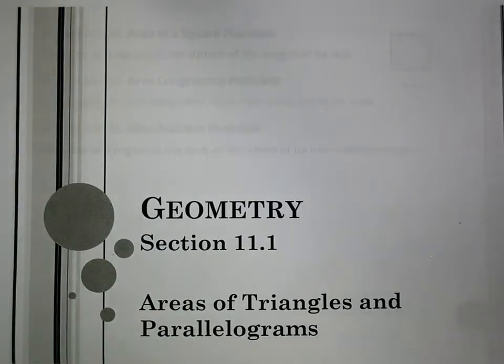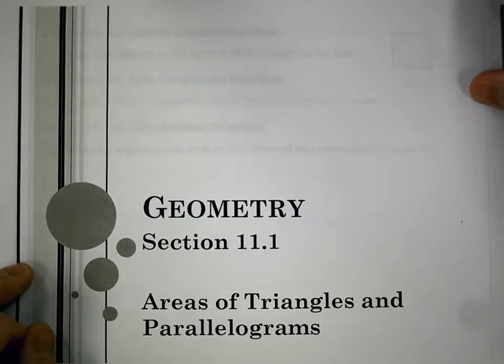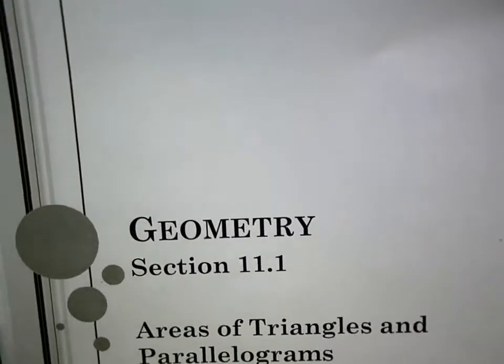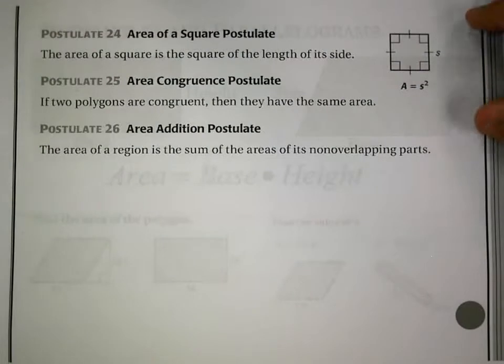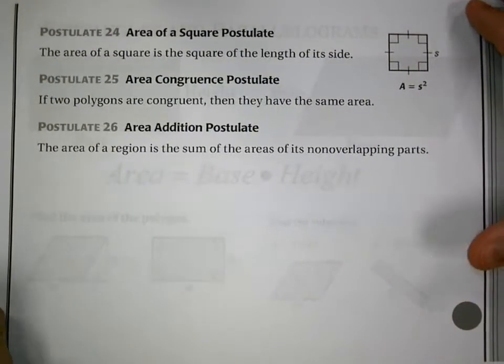For section 11.1, we're looking at areas of triangles and parallelograms. We're also going to include a couple other shapes in here as well. We're going to look at rectangles and squares. So we first have a few postulates to start the section.